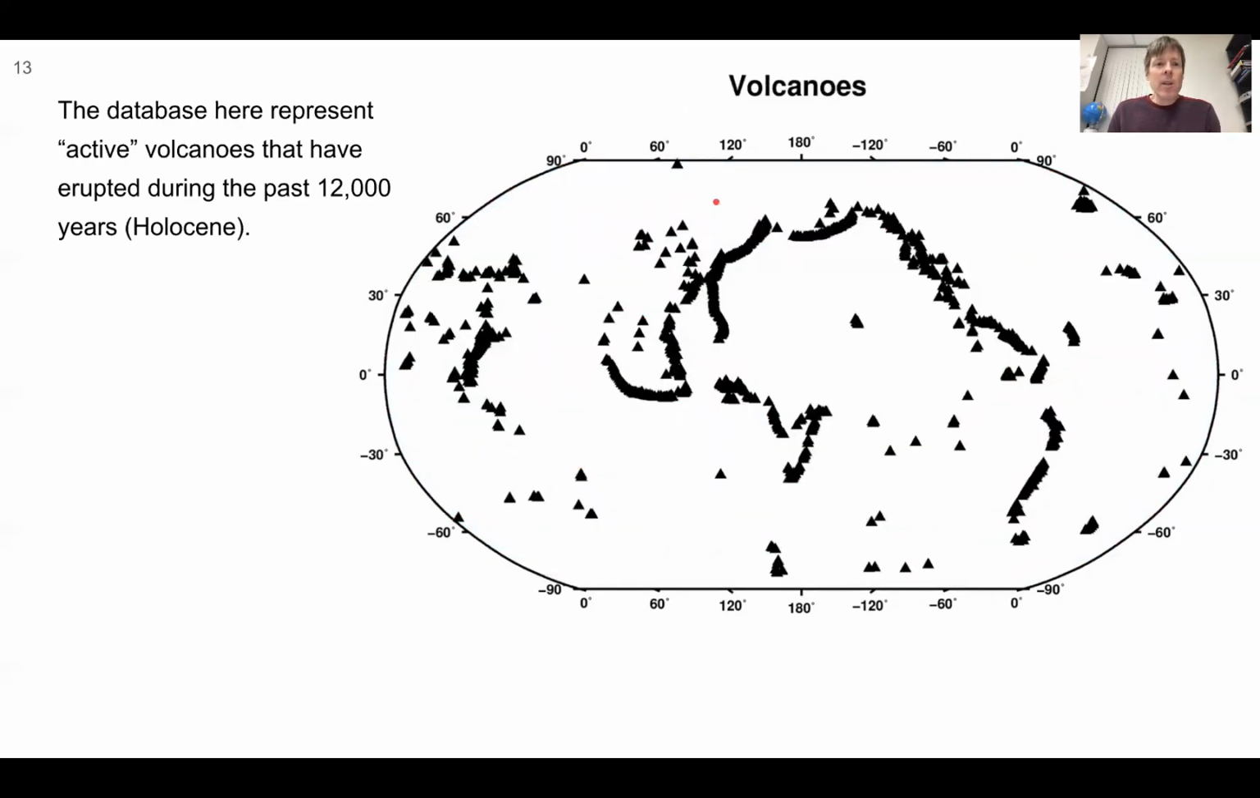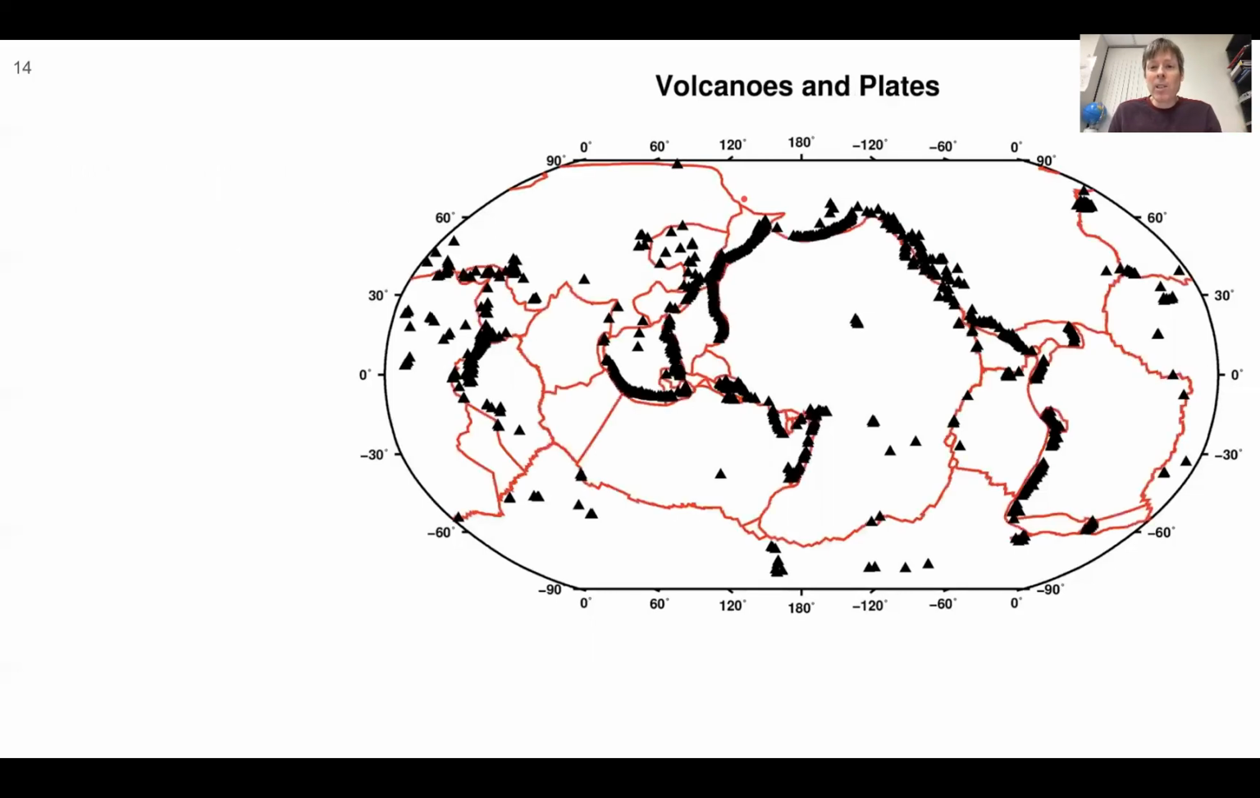On to active volcanoes. We're looking at a database that describes active in terms of something that has erupted during the past 12,000 years, the Holocene. So here we have to remind ourselves, geologically, 12,000 years is the blink of an eye, and that's considered active, whereas when we're talking to someone else, 12,000 years ago sounds like a long time ago, but that's active for us. So this shows the map of the world. And like earthquakes, one of the important things is earthquakes don't occur just anywhere on the planet, and neither do volcanoes. They're in fairly localized regions.